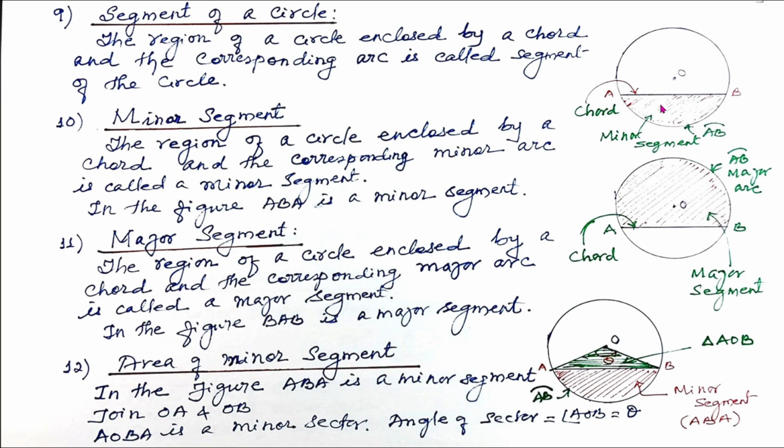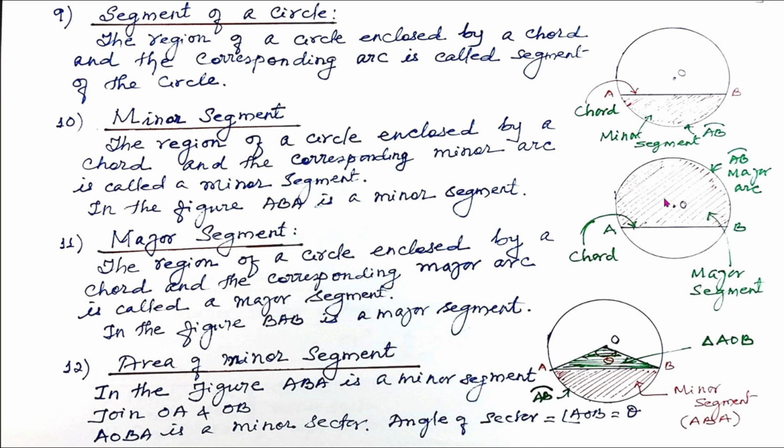So the region of a circle enclosed by a chord and its corresponding arc is called the segment of the circle. Now if the arc is a minor arc, then this region is called the minor segment, and if the arc is a major arc, that is BA, then it is a major segment. Therefore we define the minor segment as the region of a circle bounded by a chord and the corresponding minor arc, and in the figure ABA is the minor segment. Now the major segment is the region of a circle bounded by a chord and its corresponding major arc. AB here is the major arc, and that region, that is BAB, is the major segment.